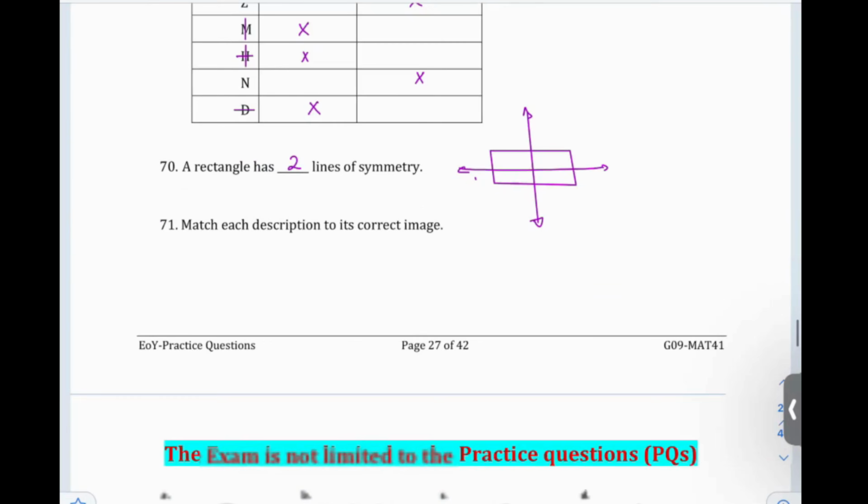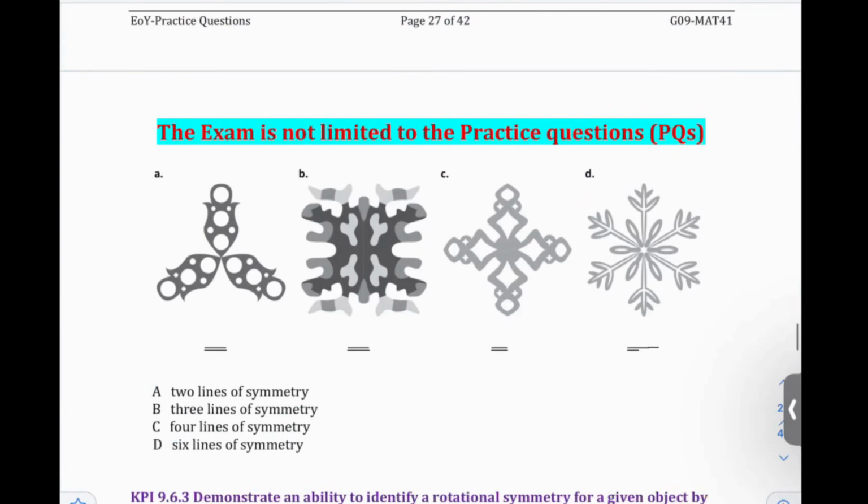Match each description to its correct image. Let's see this question now. We have different shapes, and we want to check how many lines of symmetry each one has. The first one, as you see, can have 3 lines of symmetry. You can cut this one from here, one from there, from this side. So it has 3 lines of symmetry, so we are going to choose B.